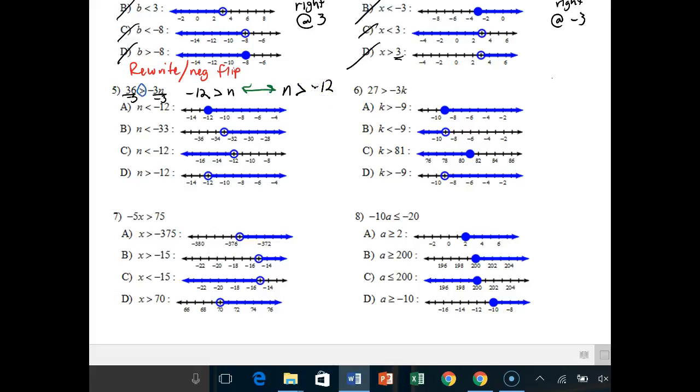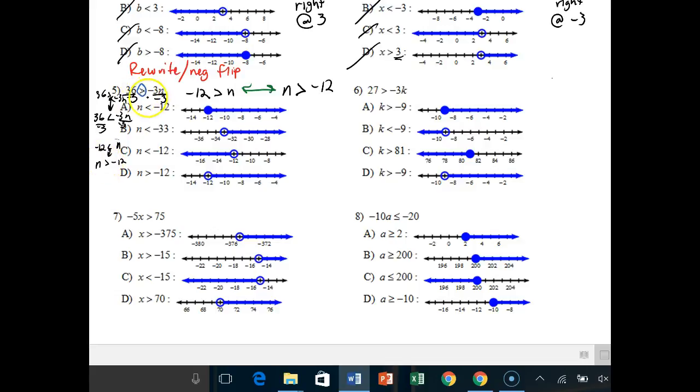If I really wanted to walk it out, first I see a negative, so I could have flipped it. So 36 less than -3n. And then I divide by -3. I get -12 less than n. And then I do a rewrite flip and I get n greater than -12. So I could do all this flipping back and forth. It started at 36 greater than -3n, so I flipped here to here, and then I flipped here to here. Two flips because of the rewrite and the negative.